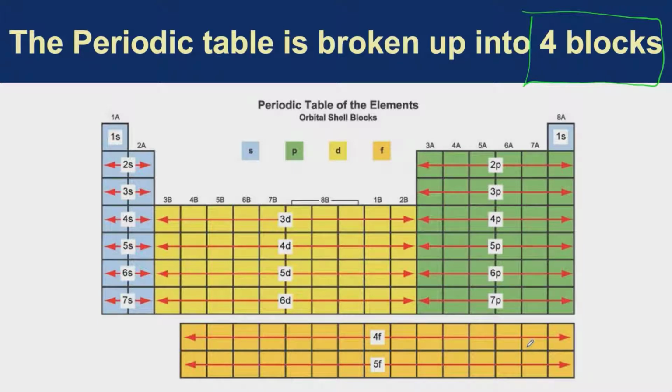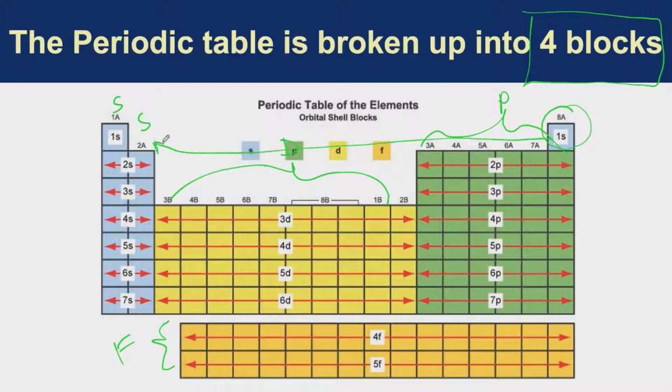These 4 blocks are named the S block. These here are the D block. These green guys here are the P block. And down here, we are looking at the F block. Now, you will notice one thing, that helium, which is over here, actually is an S block element, and you're going to find out why in a second.